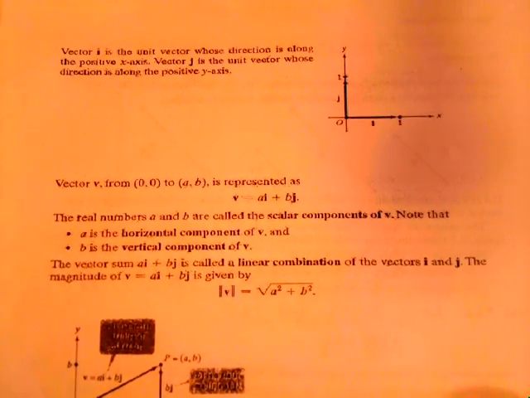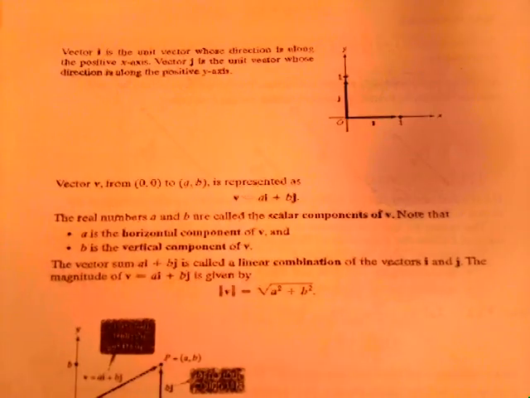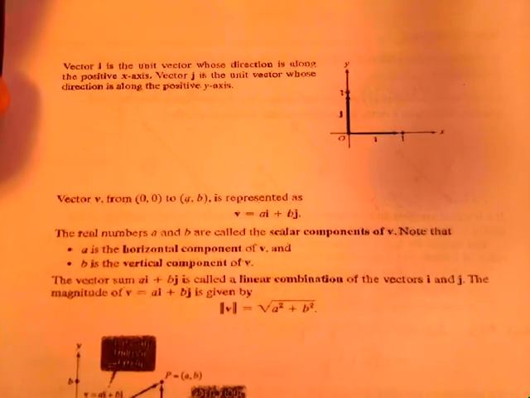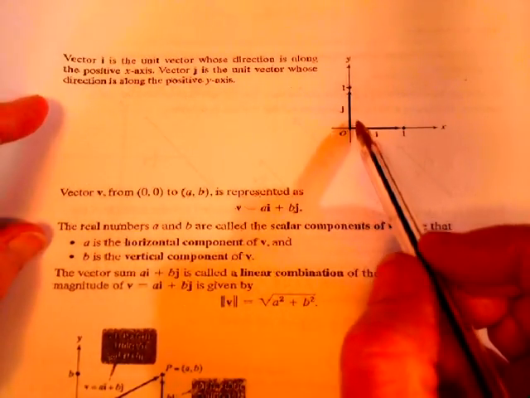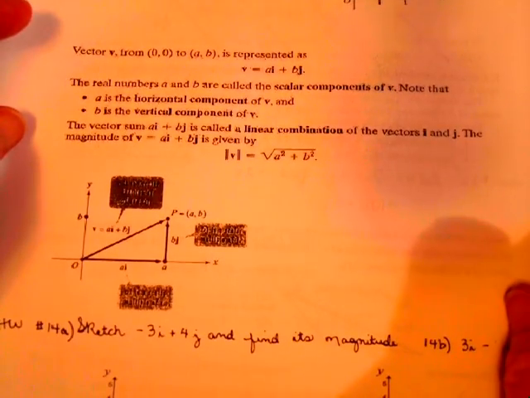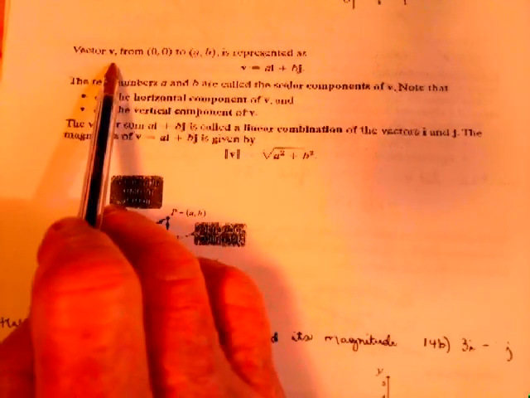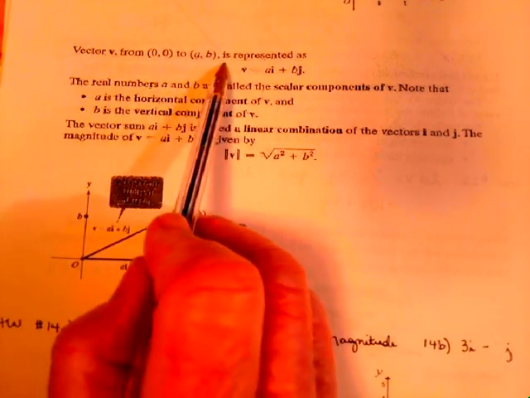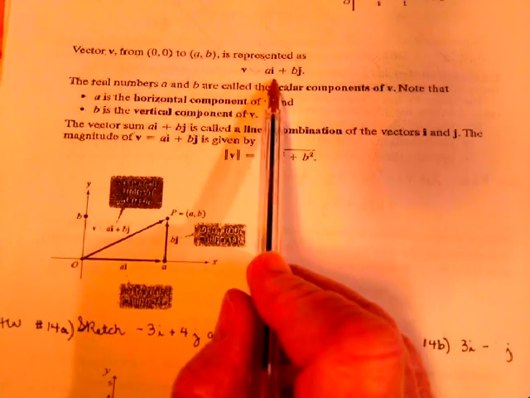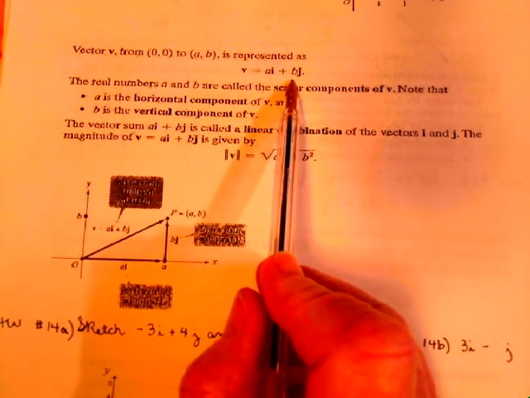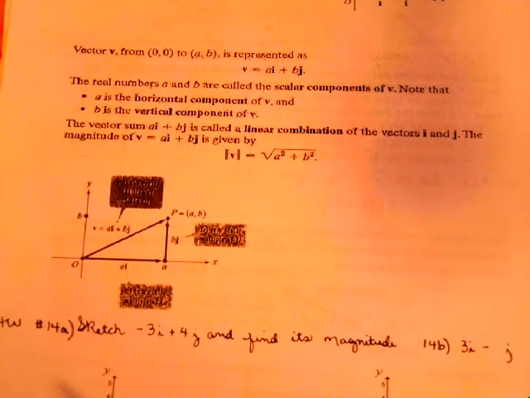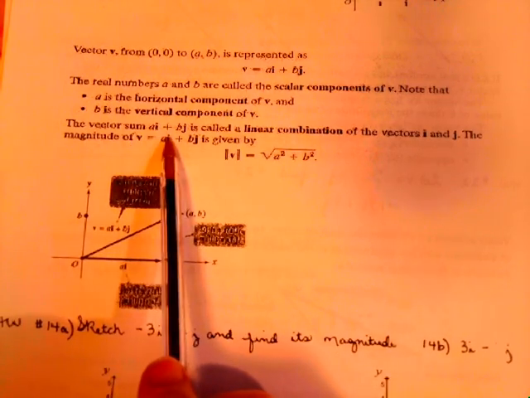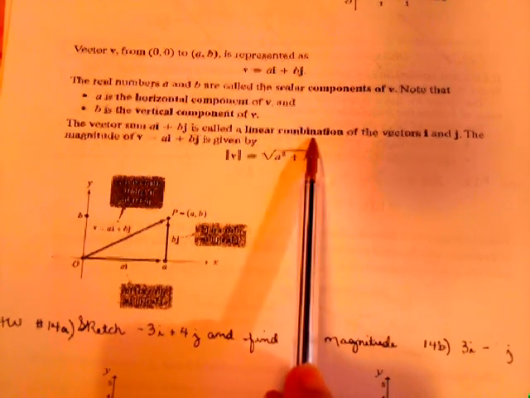Page 4. Vector I is the unit vector whose direction is along the positive x-axis. Vector J is the unit vector whose direction is along the positive y-axis. Vector V from 0, 0 to A, B is represented V equals AI plus BJ. A is the horizontal component, B is the vertical component. The vector sum, AI plus BJ, is called a linear combination.